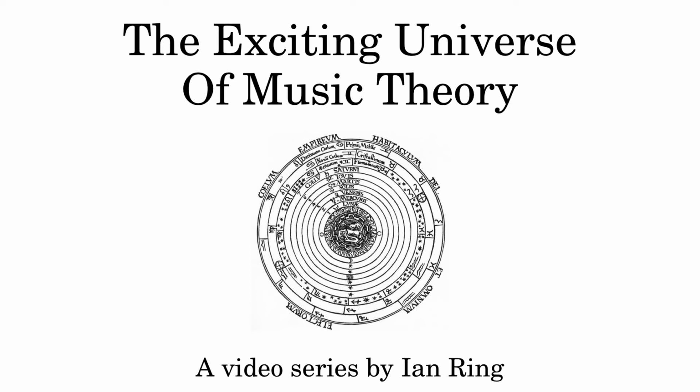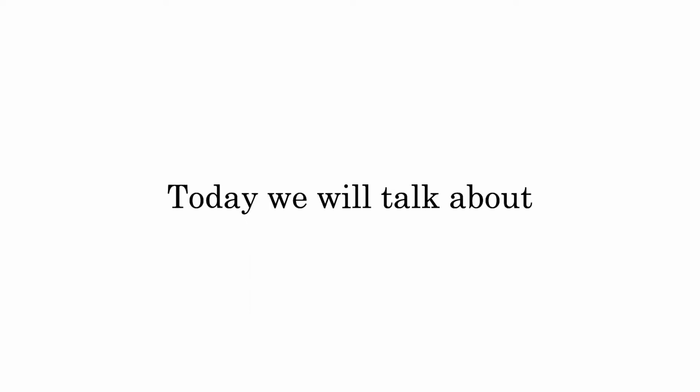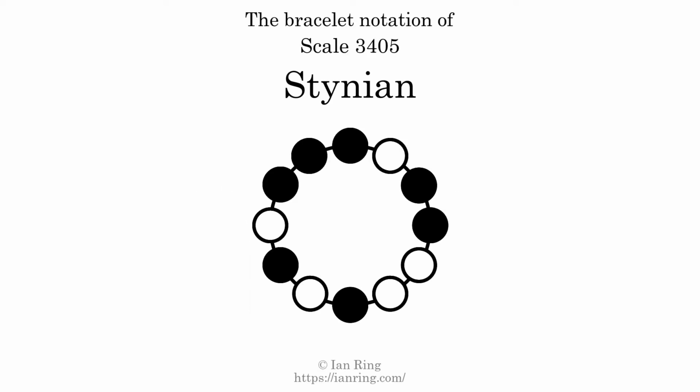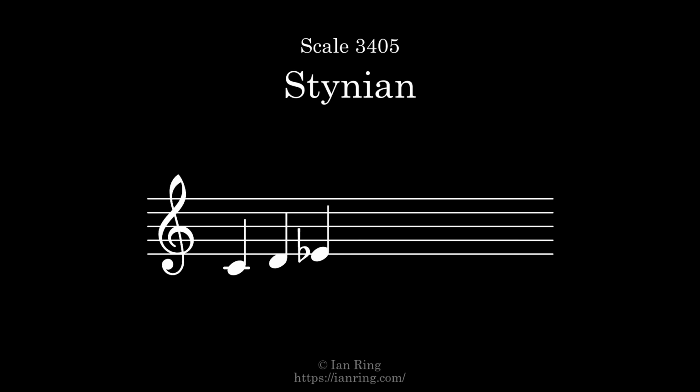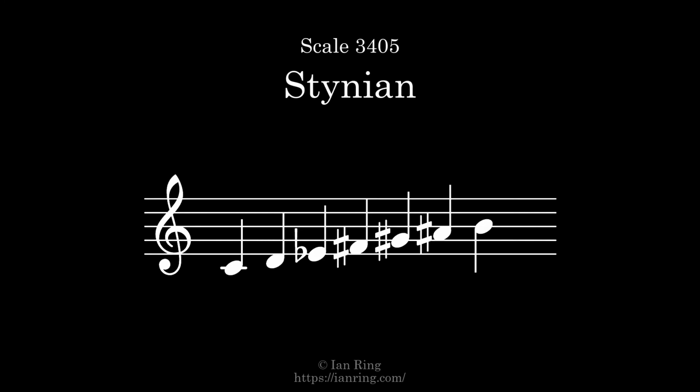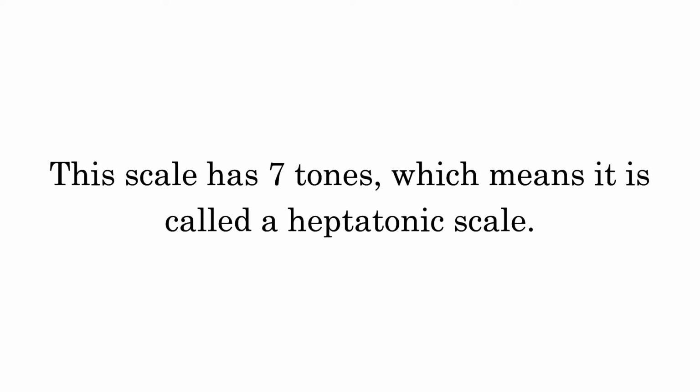Welcome to the exciting universe of music theory. Are you ready to learn? Then let's begin. Today we will talk about Scale 3405, Stynian, which sounds like this. This scale has 7 tones, which means it is called a heptatonic scale.